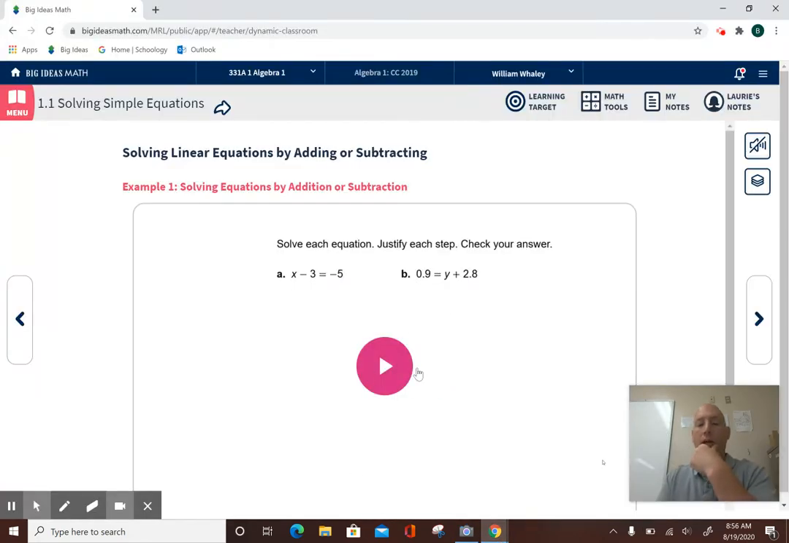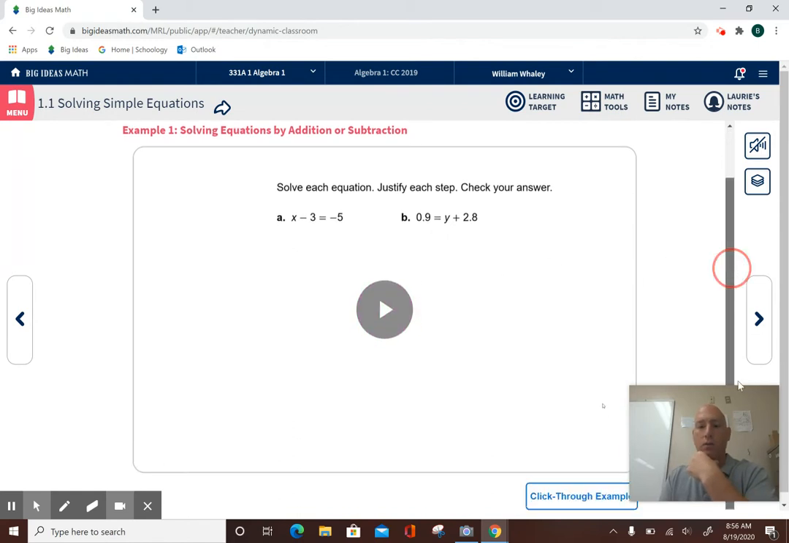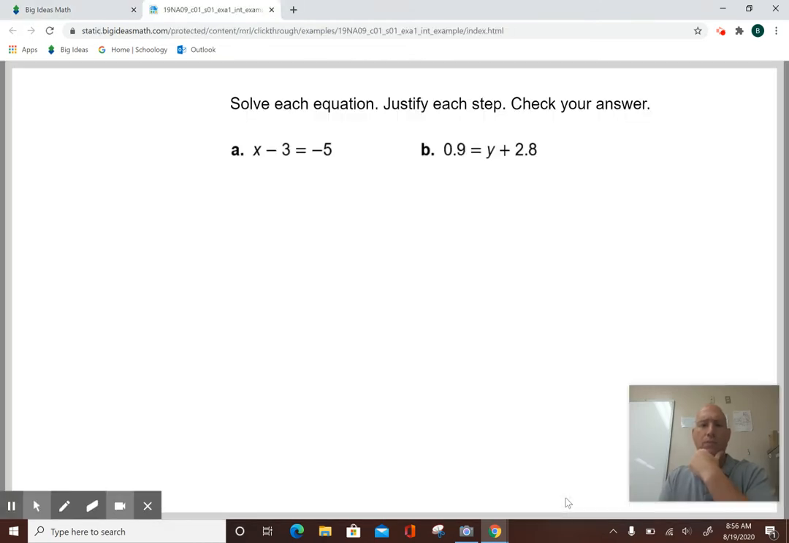Now, your book has a narrator. If you like their voice better than mine, which I won't blame you, you can use it. Or you can click down here to the click-through examples, which is what I'm going to be using to explain this stuff. And as we go through the click-through examples, I will be explaining it.